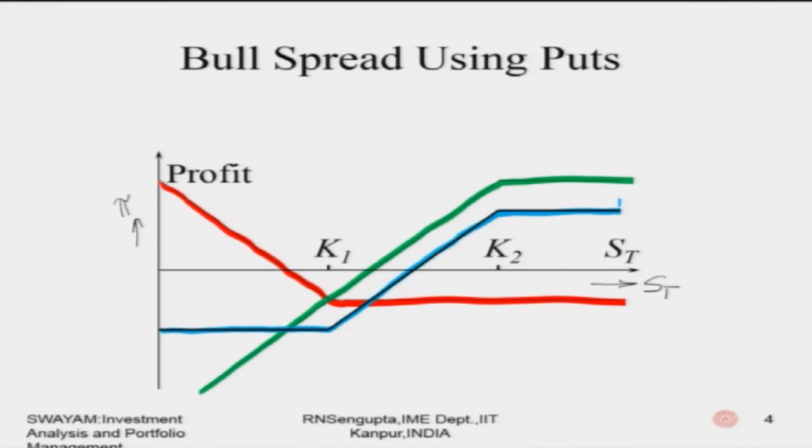Now, let us mark the profits. If you had ST, I will draw it for the case when it was greater than K1, and one when it was less than K1. The second case is when it was greater than K2, and obviously, K2 being greater than K1, there would be a band between K1 and K2 where it will be applicable. So yes, if that is the case, I should mention that.